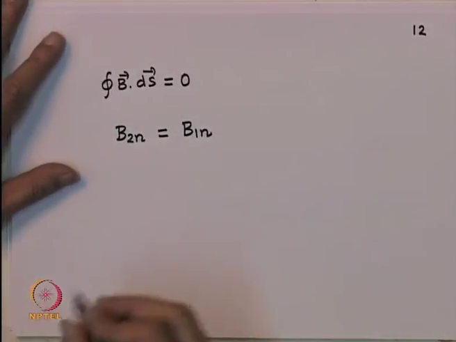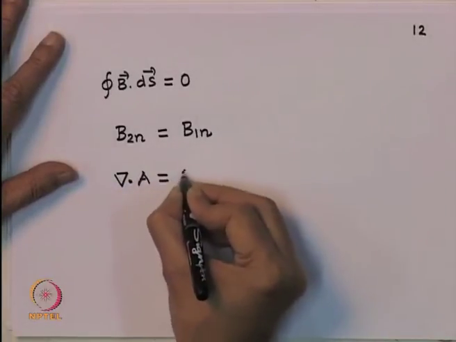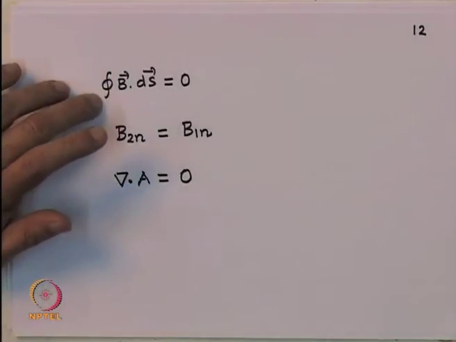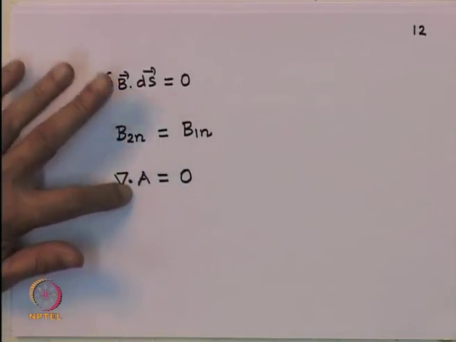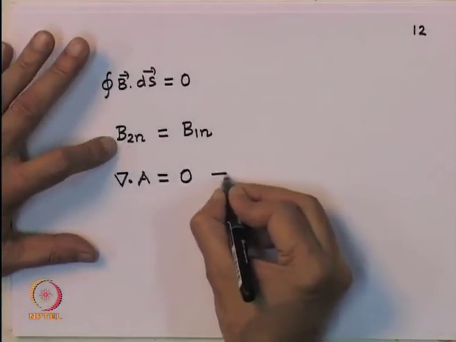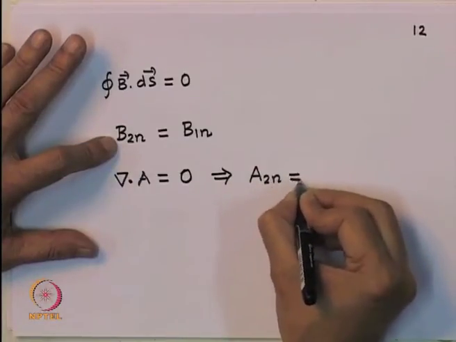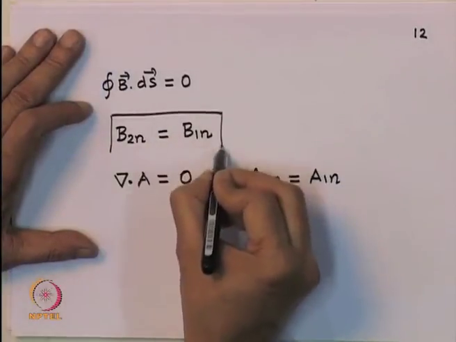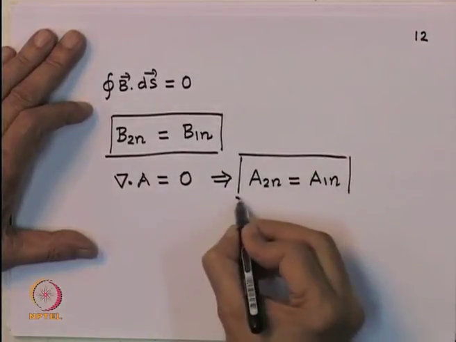Now, remember that in Coulomb gauge I had del dot of A is equal to 0, which is identical to this expression there, that integral B dot d s equal to 0. I can have integral A dot d s equal to 0 using the divergence theorem. So, just the same way I can write down A 2 n is equal to A 1 n. In other words, the normal component of the magnetic field as well as the normal component of the vector potential are continuous across a boundary.